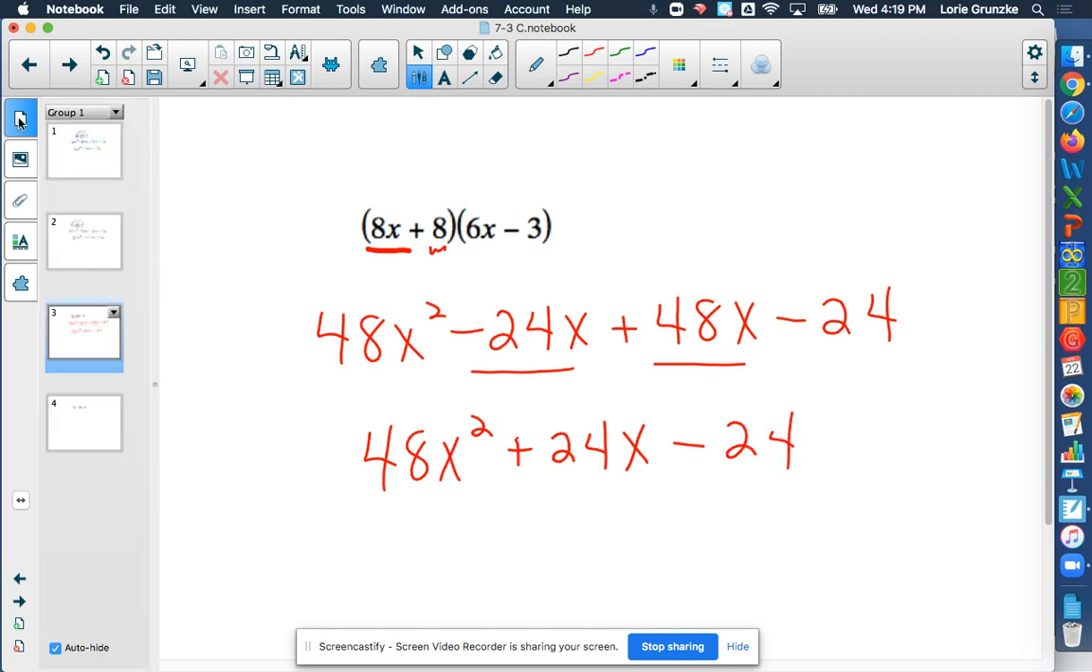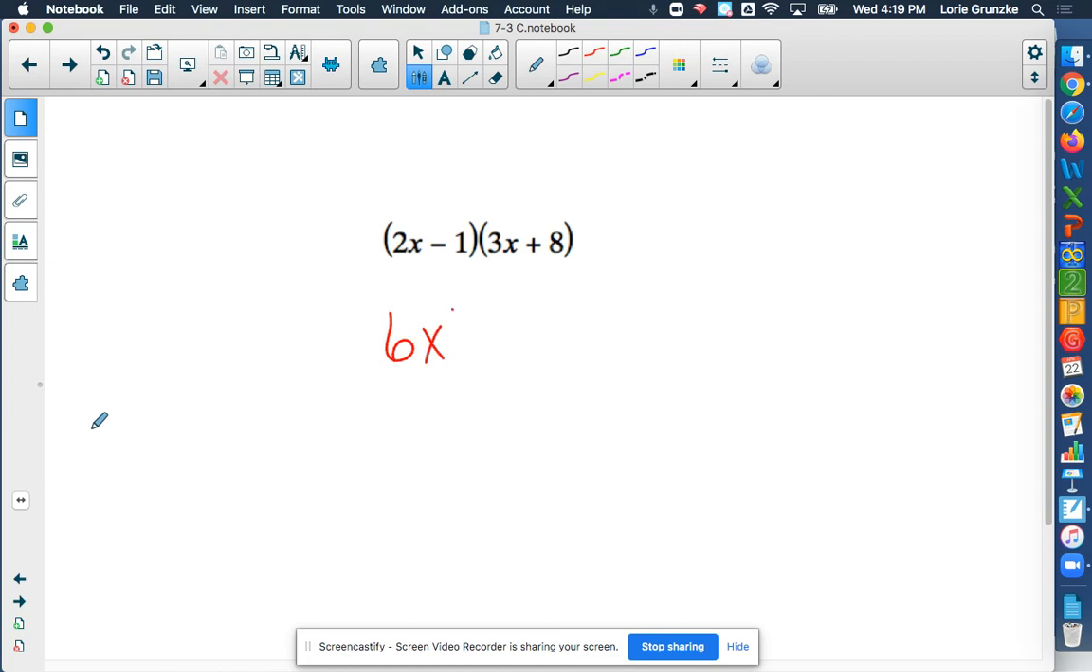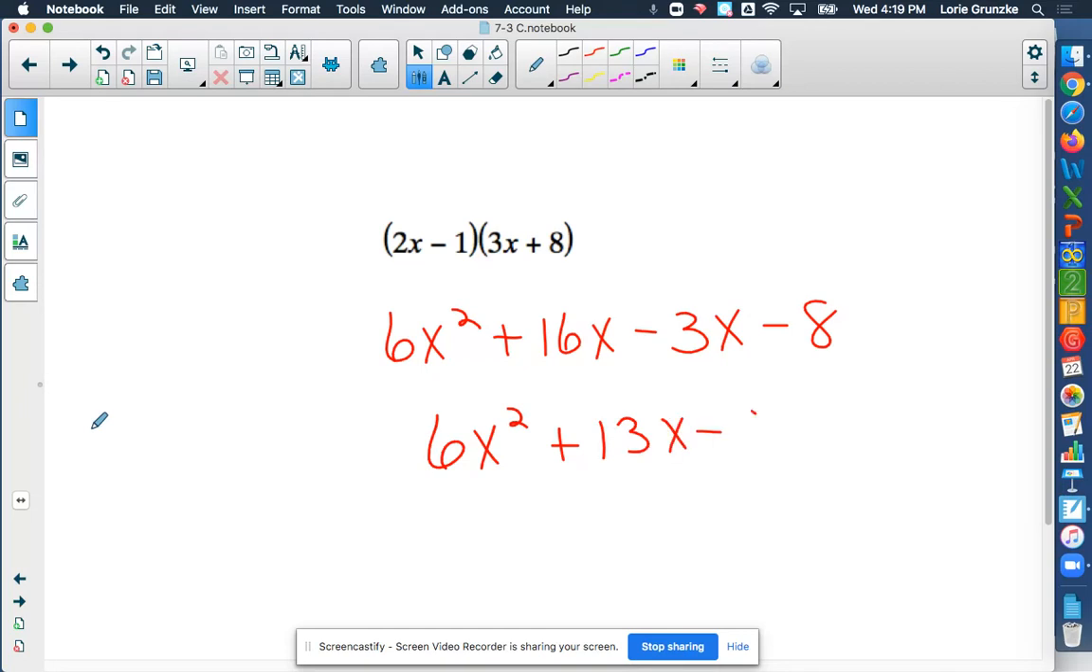Last one, I'm going to write even less. So you take the 2x times both things in the other parentheses. 2x times 3x is 6x squared. 2x times 8 is 16x. Negative 1 times both things is a negative 3x and a negative 8. The two middle terms can be combined, so you'll get positive 13x minus 8.